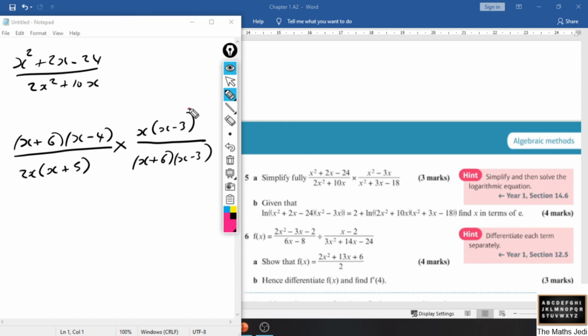So you can see x minus 3 is going to cancel on top and bottom. The x plus 6 cross cancels. And that leaves me with x cancelling on top and bottom. So I'm left with, let's change my pen colour. I'm left with x minus 4 on the top. And then 2 lots of x plus 5 on the bottom.